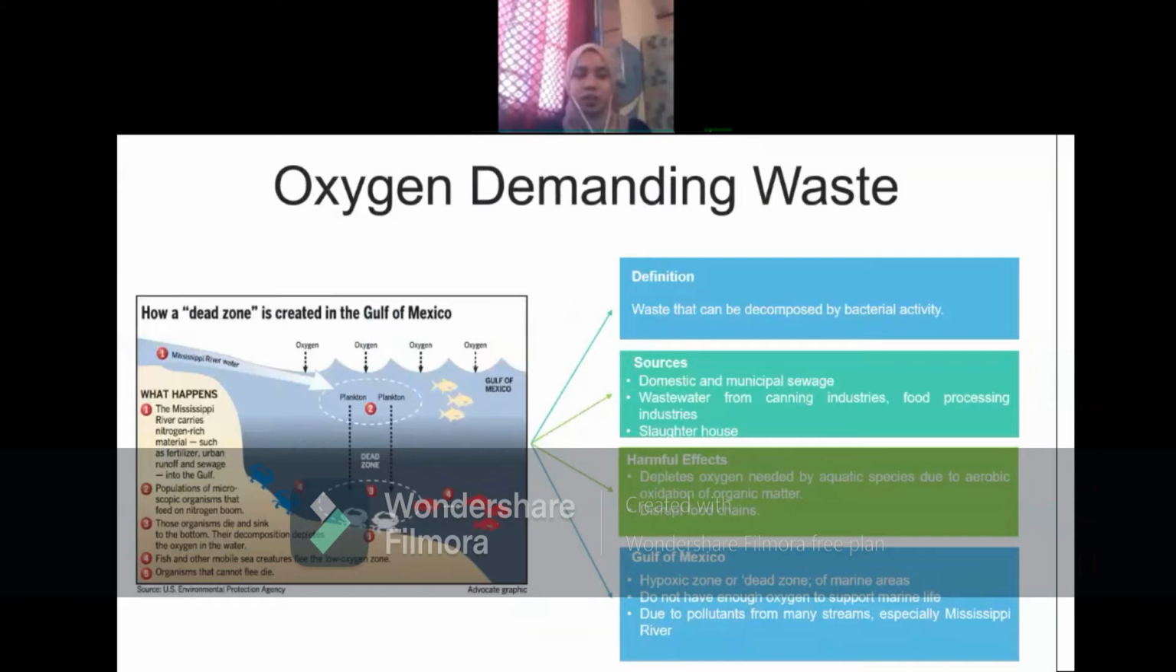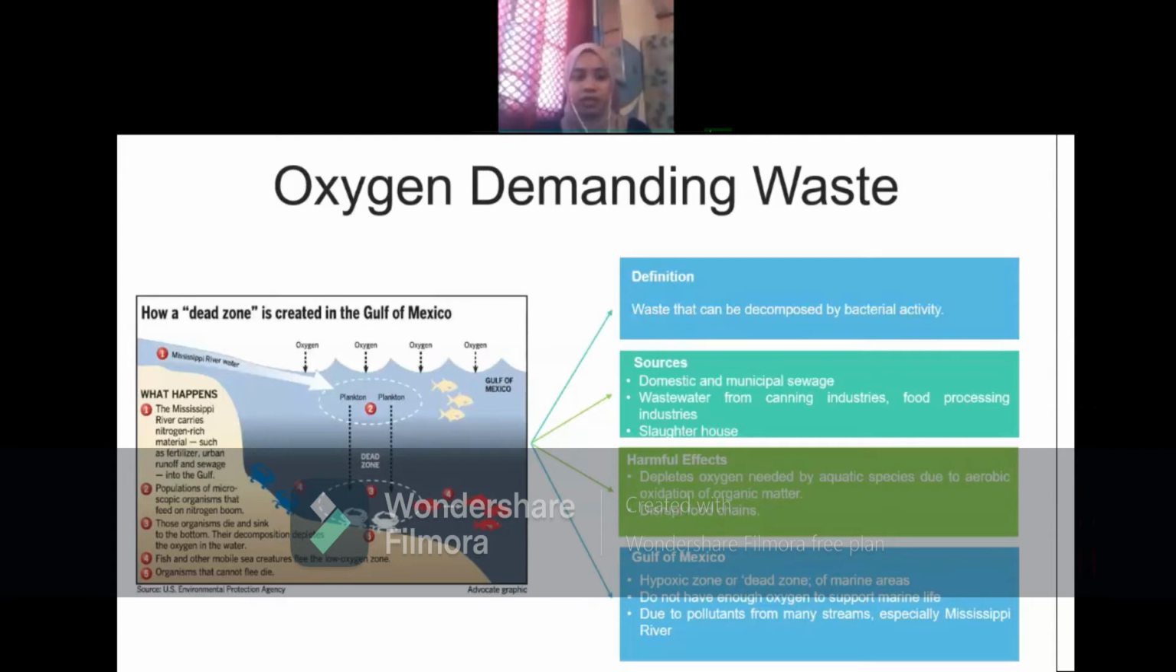What is oxygen-demanding waste? It is a waste that can be decomposed by bacterial activity. The source of this waste are from the domestic and municipal sewage, wastewater from canning industry, food processing industry, slaughterhouse, tanneries, etc. How can oxygen-demanding waste affect our water quality? This happens when dissolved oxygen available in the water body will be consumed for aerobic oxidation of organic matter and thus deplete the oxygen level in water. This causes other organisms in water like fish to die and thus disrupt the food chain.